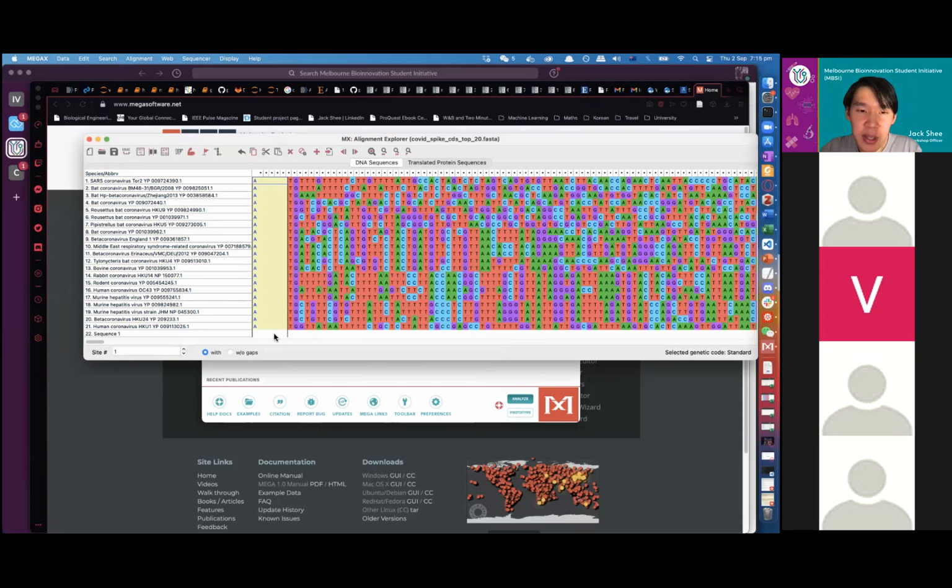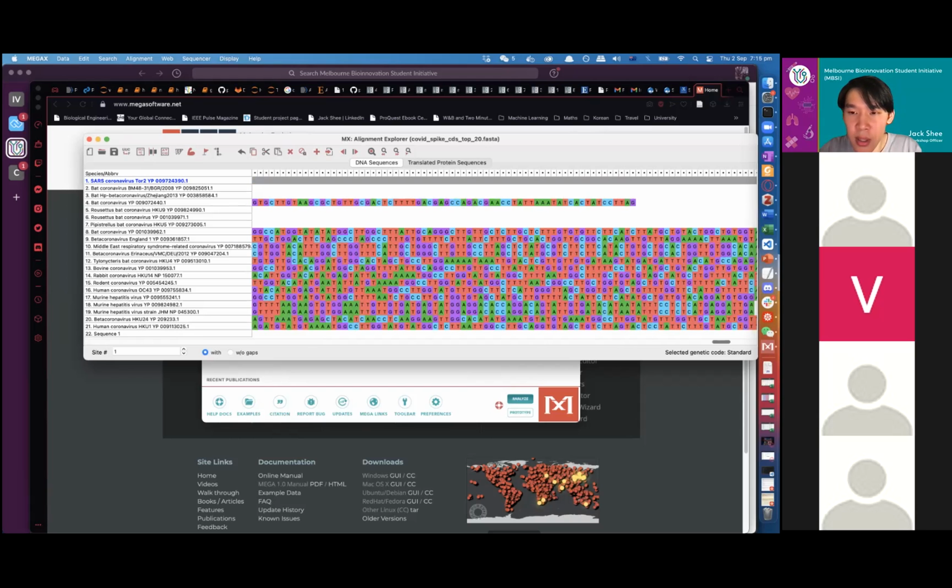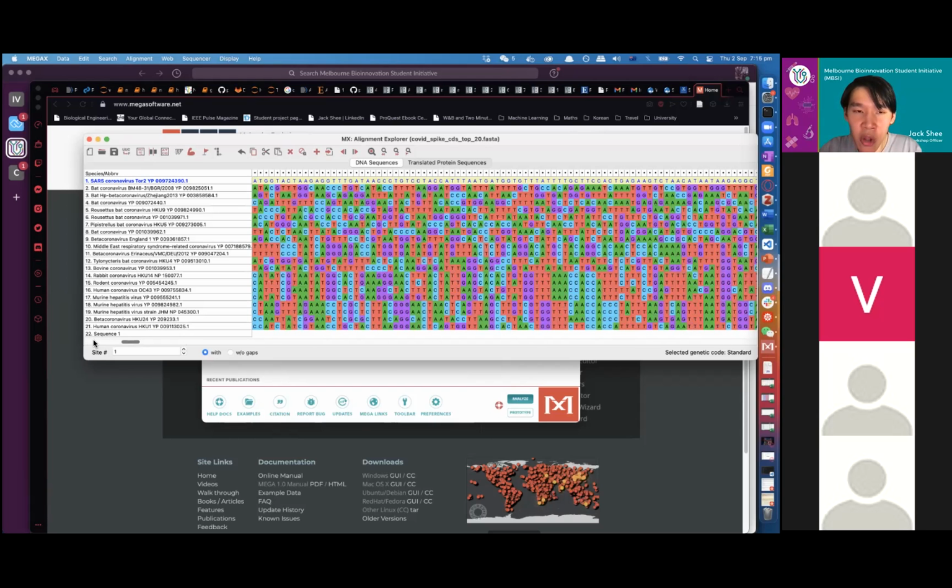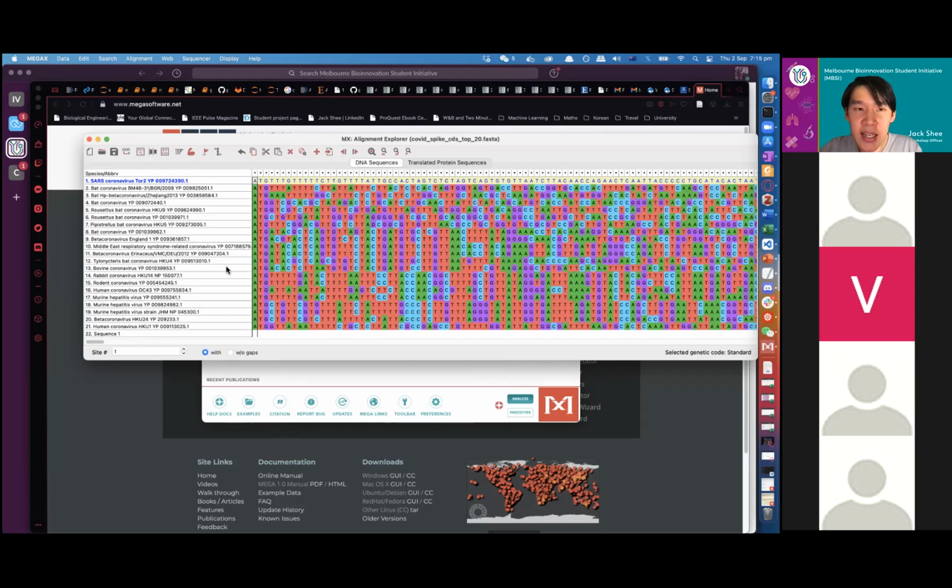And now I've got nucleotide sequence information for the spike proteins of all these different coronaviruses. And you can see at the moment, they're not aligned. So what I can actually do is, this button here is the ClustalW algorithm, which Alex talked about. This button here is MUSCLE. So we'll just select MUSCLE and you can say align DNA or align codons. These are actually codons, and it will select all of our sequences.